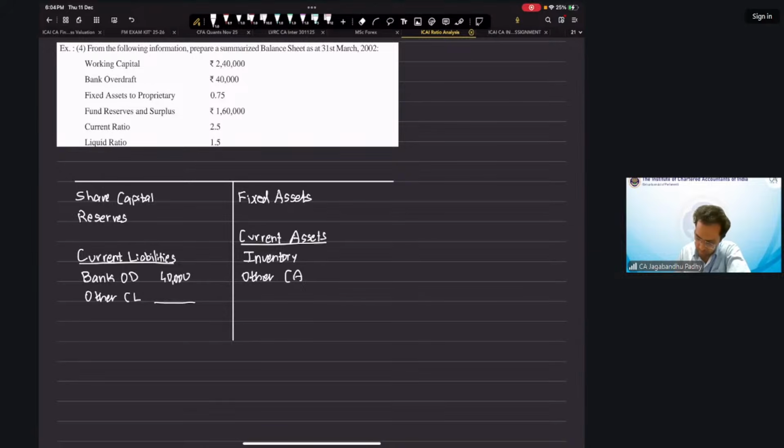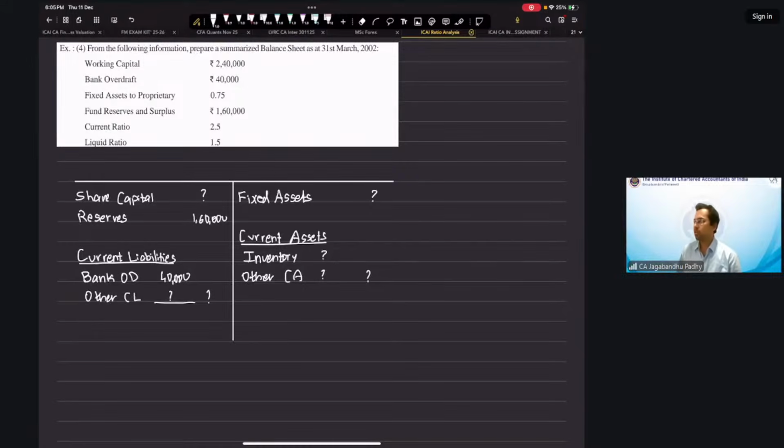Then we have the reserves and surplus, which is 1,60,000. Now we don't know what is the share capital. We don't know what is the fixed assets. We don't know the inventory, current assets, right? Either current liability, or even total current liabilities is not known to us. So you have to fill up these values. Let's kickstart this with the available information.